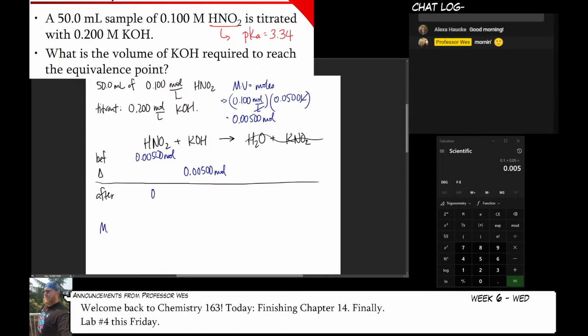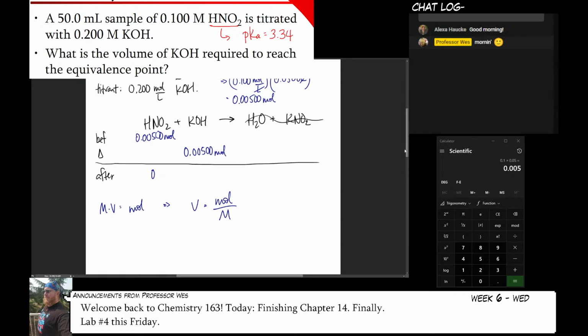And since I know that M times V equals moles, and I know what M is, 0.2, right? I could rearrange that so that the volume that we need would be however many moles I'm supposed to have divided by the molarity, which would be this many moles of KOH. Let's write that down just to be clear. And then the molarity of the KOH.